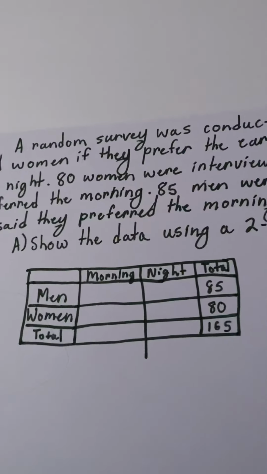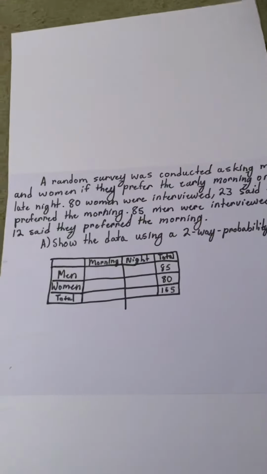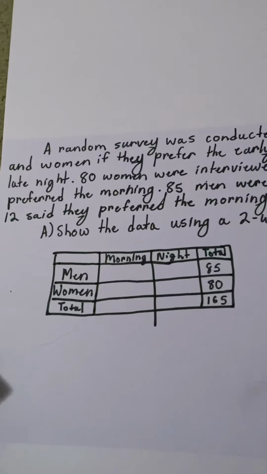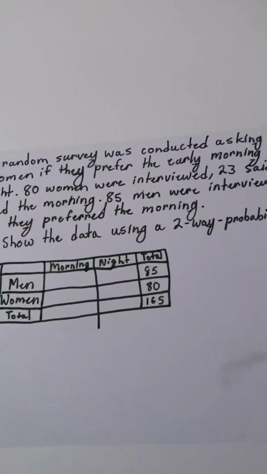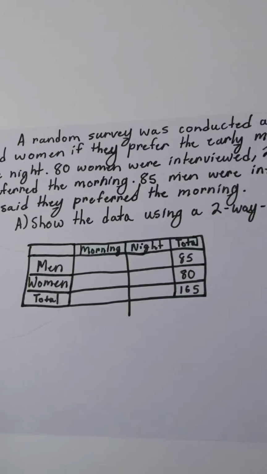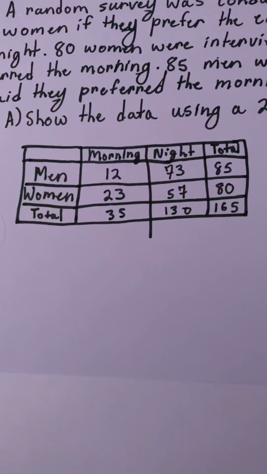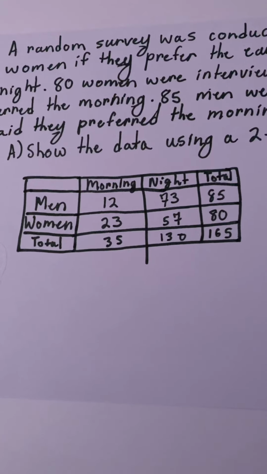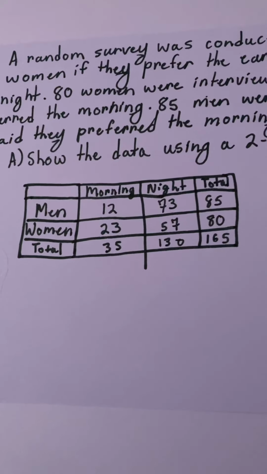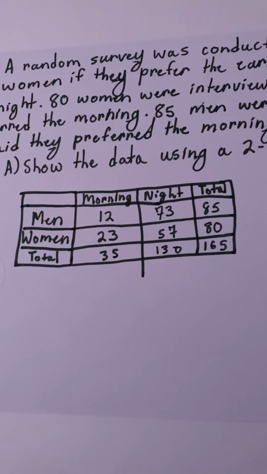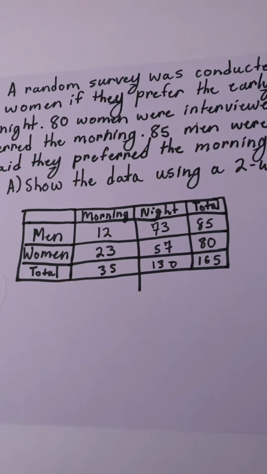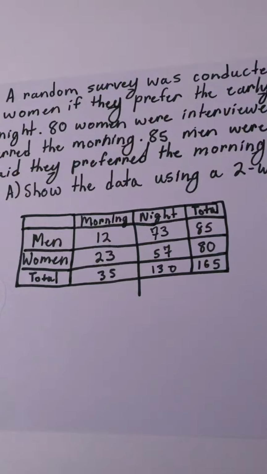And now what we know from the data that is given is that 12 men said that they preferred the morning, so we'll put that. And then we know that 23 women preferred the morning, so we'll put that too. And based off of the fact that we know that, that also means that there are 73 men that prefer night and 57 women that prefer night, which means the total number of people that prefer night is 130, and the number of total people that prefer the morning is 35.